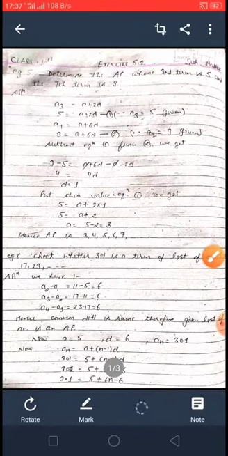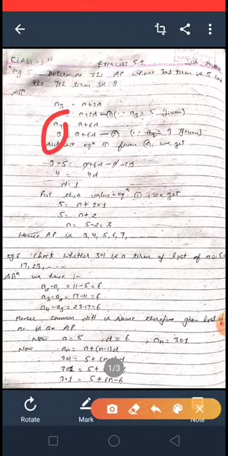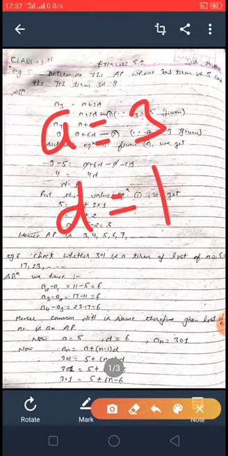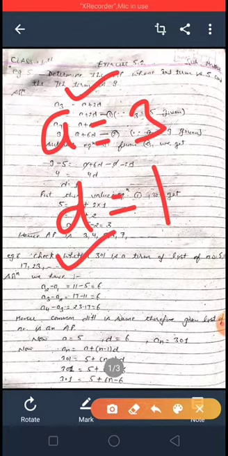You can find A and D from these two equations. Clear? When you solve it, you will get the result A is equal to 3 and D is equal to 1. Means when you solve those two equations, you will get the value of A as 3 and the value of D will be 1. And you know that A is our first term and D is the common difference.